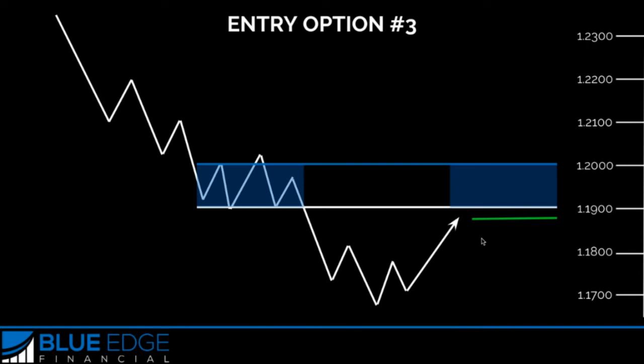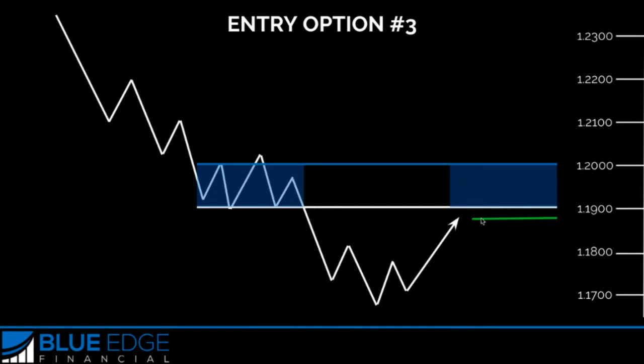Entry option number 3 would be a little bit more conservative, and you could wait for the market to come up to the 1.1900 price level at this resistance level and enter a sell trade once it bounces off of that resistance level. This is a good move because this is confirmation that the sellers are back in control before you enter. But of course, you would miss out on getting in at a better price.